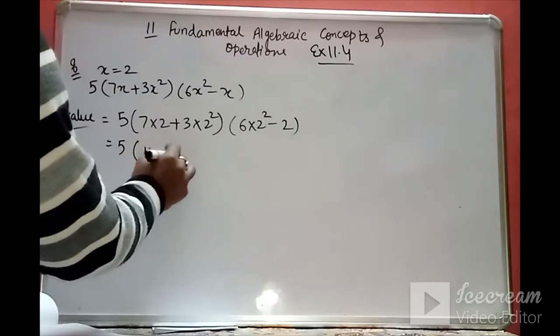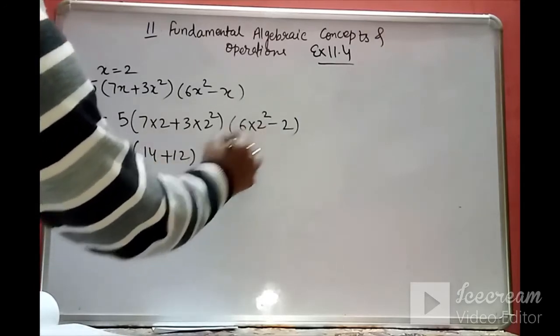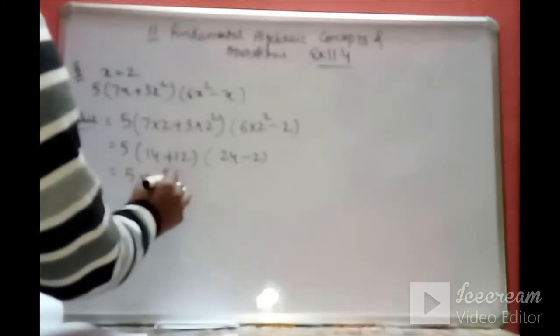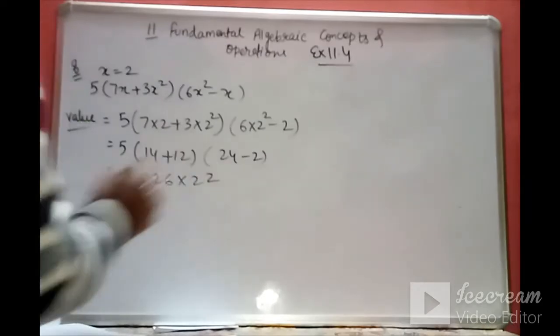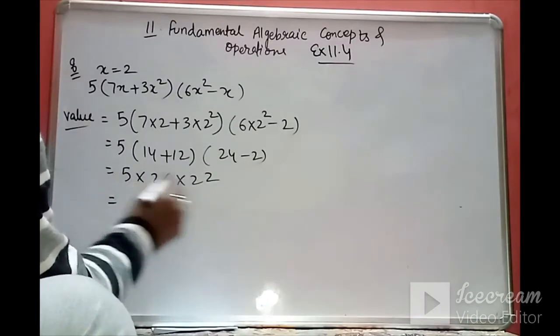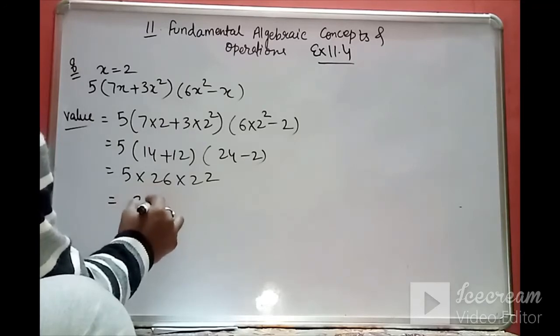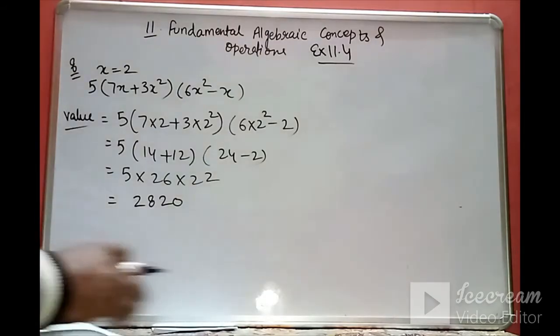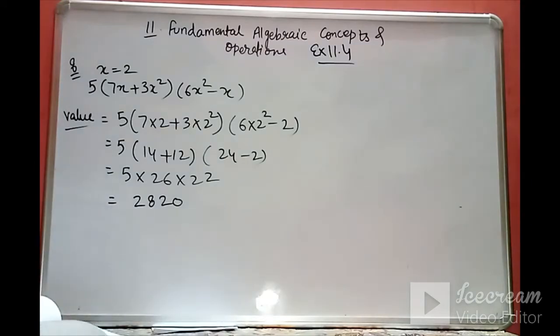5 into (14 plus 12), (24 minus 2), 5 into 26 into 22. So it will be 2820. Okay, so this is the value. Now next what we will do, like what we have done in the previous type of questions in the previous exercise.